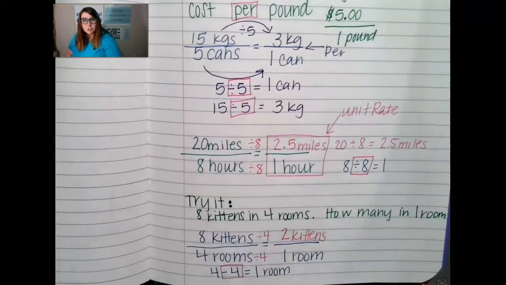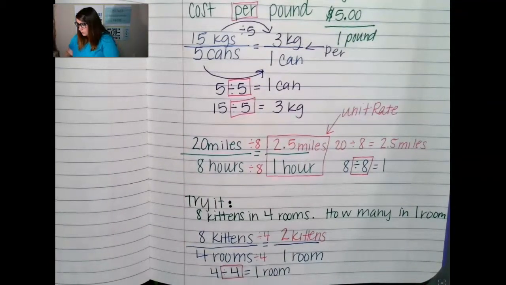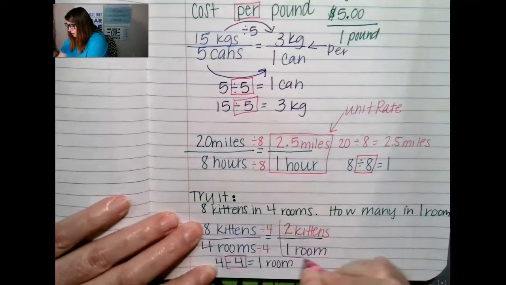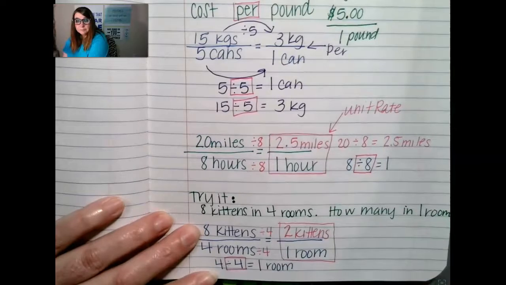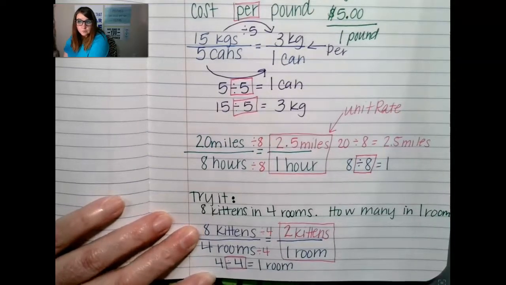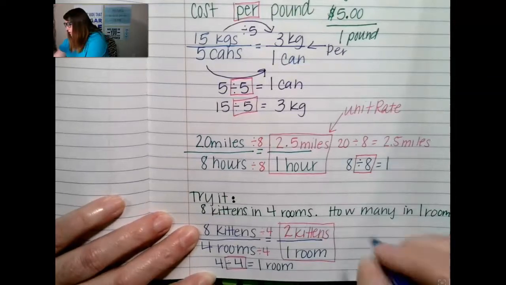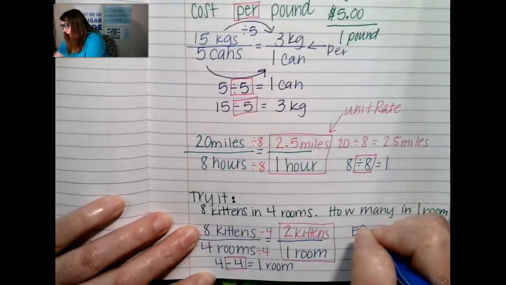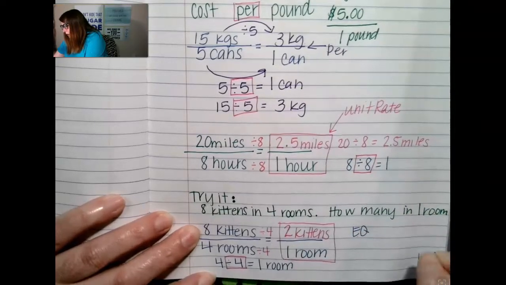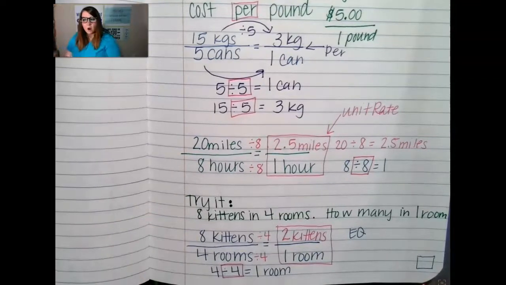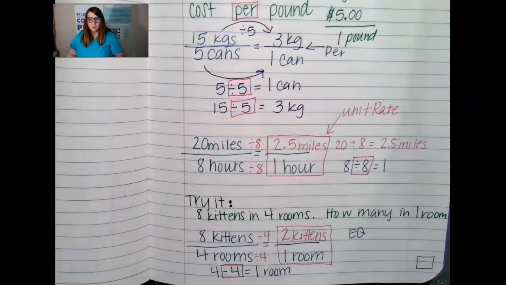Okay, how did you do? How did you do on your unit rate? That's our rate of cats to rooms. We're comparing kittens to rooms. All right, it's your turn now to answer your essential question. How do we find a unit rate? And then out in the box, I want you to tell me, how are you feeling about unit rate?